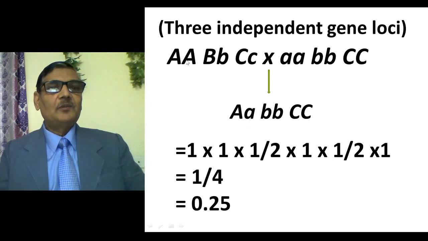See, crossing capital A means getting capital A from this side will be 100%. So its chance is 1, that is, getting A to the next generation will be 1.